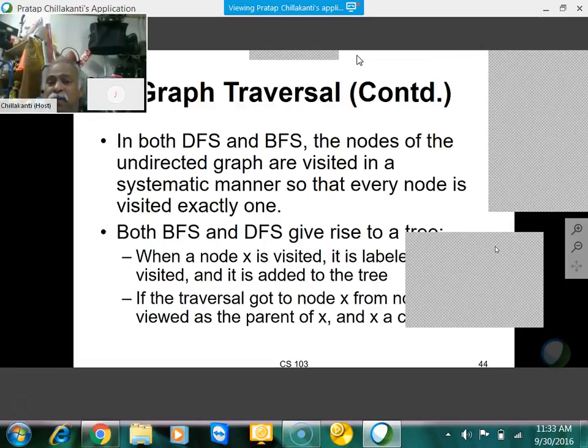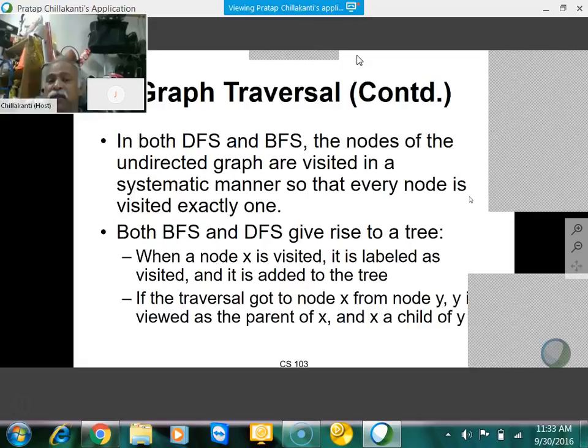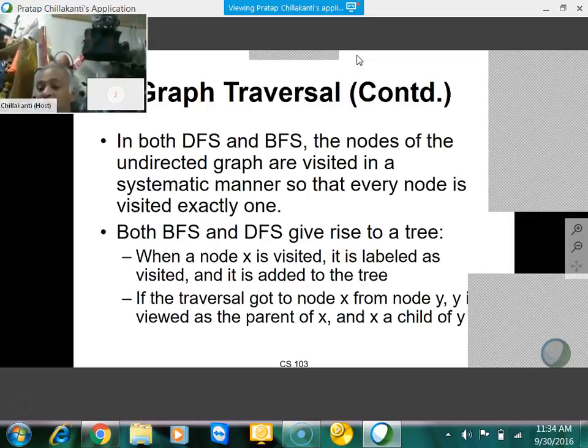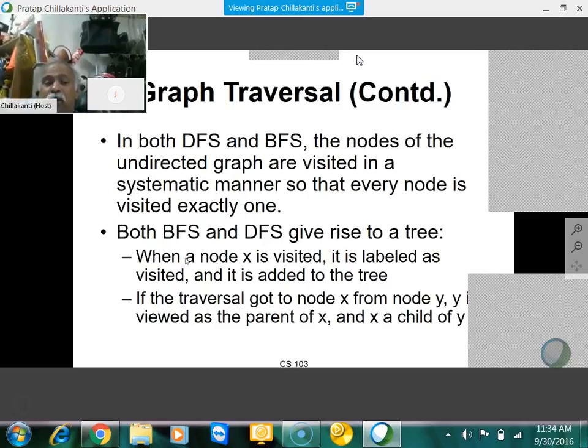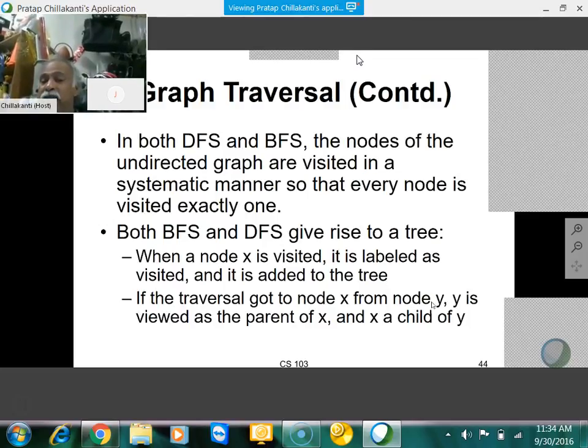First of all, the nodes are visited in a very systematic manner, so that way every node is visited exactly once. Remember that. In all traversals, even in the case of a tree, when we talked about it, we said a node can only be visited once. And we used to keep track of the nodes that we visited, right? So when you do this breadth first and depth first search, the analysis of that would result in a tree. When you visit a node X, it is labeled as visited and it is added to the tree. Now, if the traversal got to node X from node Y, then Y is viewed as the parent of X and X as the child of Y. Some terminology, right?